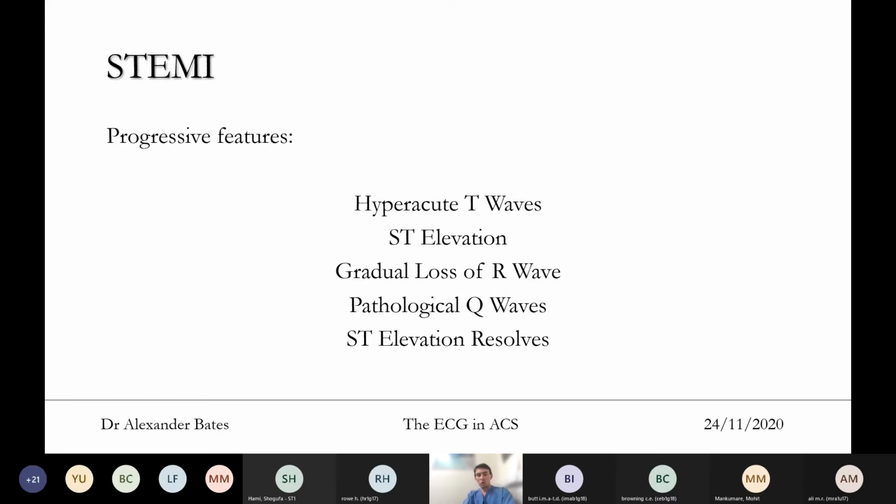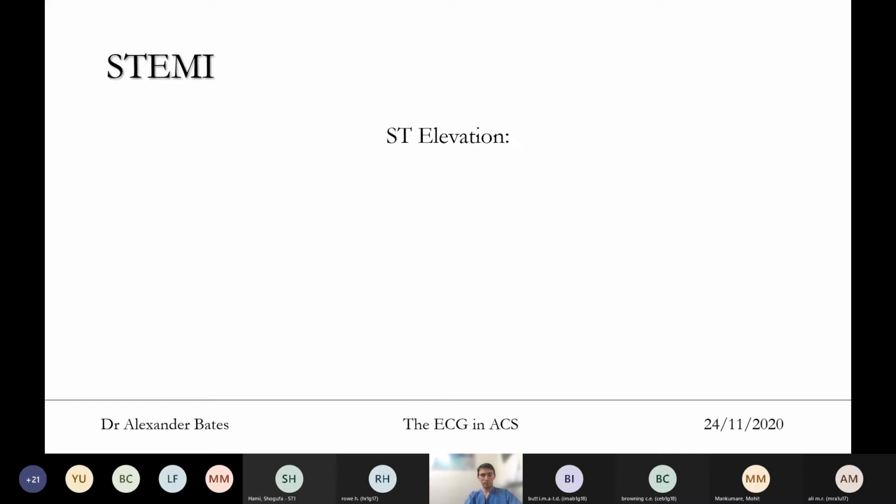When you start to see gradual loss of the R wave, i.e. when the QRS is meant to be going up and it's starting to get smaller and smaller, and Q waves start to appear, i.e. the first thing after the isoelectric line, the first thing after the P wave is going down, and it's going down quite a lot, that's very concerning, and that's suggesting that part of the myocardium is dead. And then later on, the ST elevation will resolve. That means that there's no longer any infarct going on and everything is dead. Hopefully we don't get to that stage.